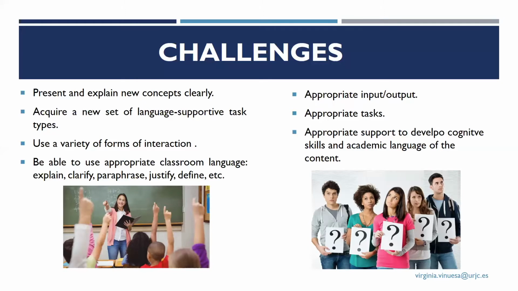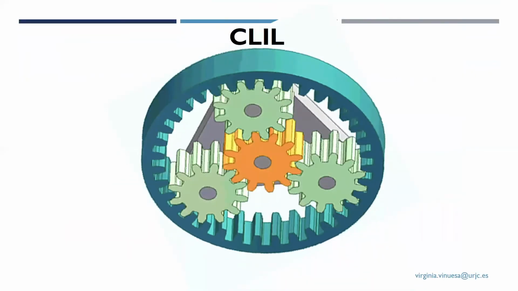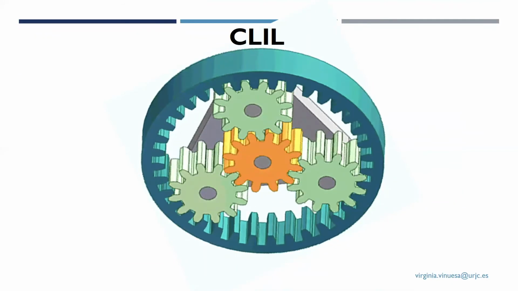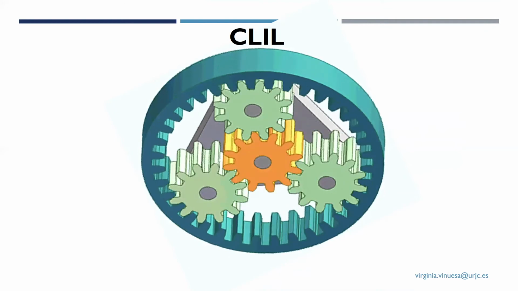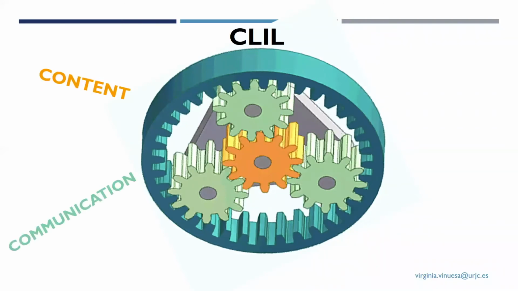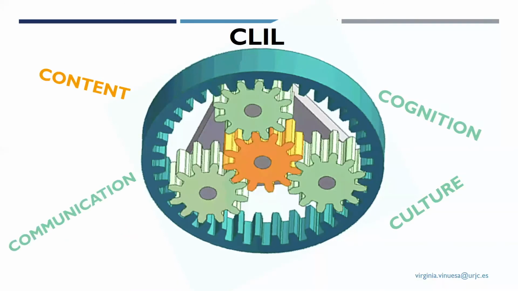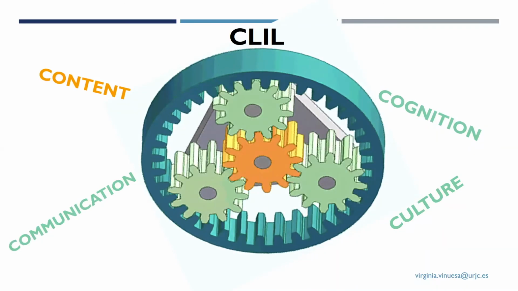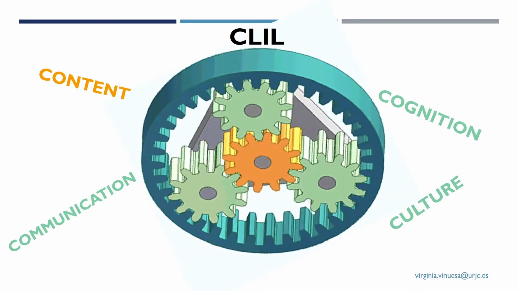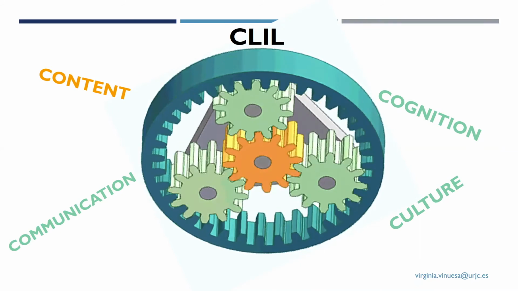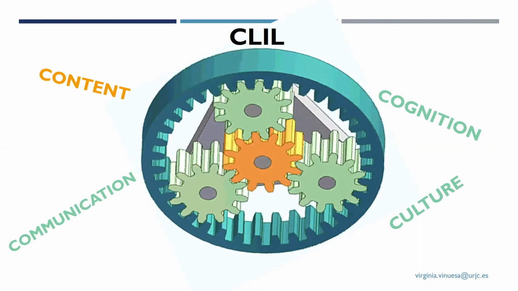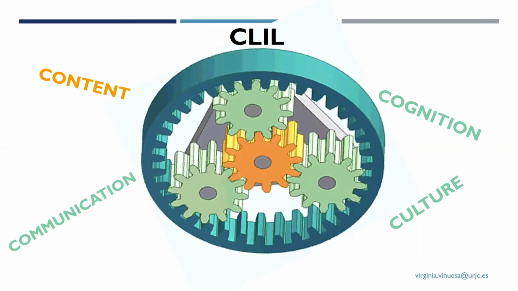And you're going to say, how am I going to do this? Well, I'm not going to explain in depth what CLIL is, because perhaps you already know it. But CLIL is based on the 4 C's, on 4 principles, which are content, communication, cognition, and culture. And these 4 pillars work as a gear, and they have to be interrelated. Otherwise, CLIL doesn't work very well. So remember, content, communication, cognition, and culture are completely interrelated.